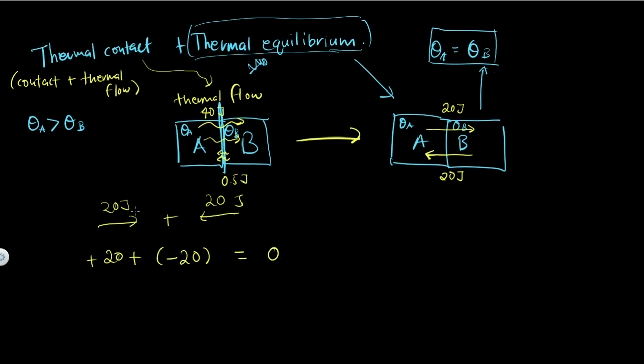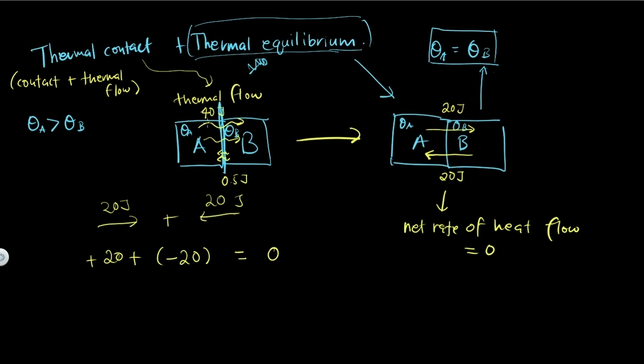So same like the thermal flow, from A to B, 20 joule. At the same time, from B to A, 20 joule. So in this case, we say that the net rate of heat flow is equals to 0. That means there is no difference between the flow from A to B and B to A. They are the same figure, 20 joule and 20 joule.